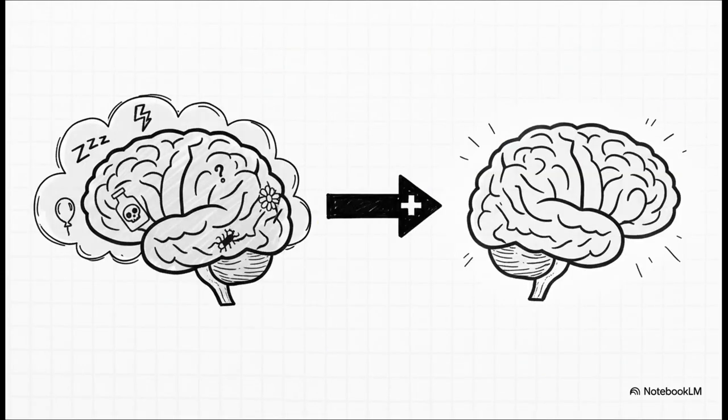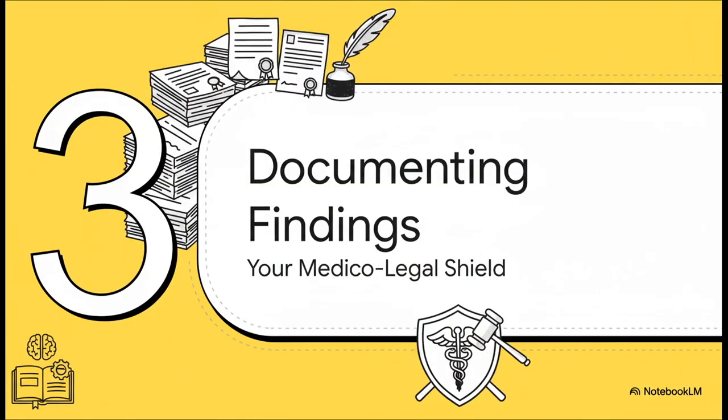Capacity isn't a permanent state. It can change, it can fluctuate. A patient might lack capacity right now because of something reversible, like delirium from an infection, or maybe sedation from a medication, or even just severe pain. Our job is to try and identify and treat these factors whenever we can, and then reassess their capacity once things have improved.